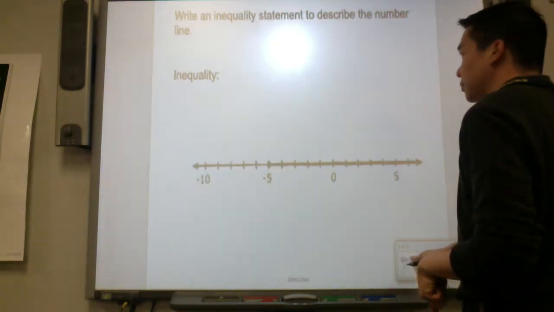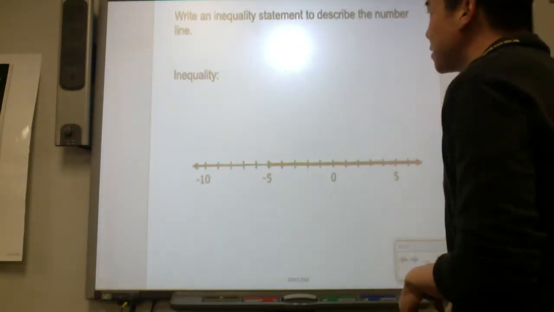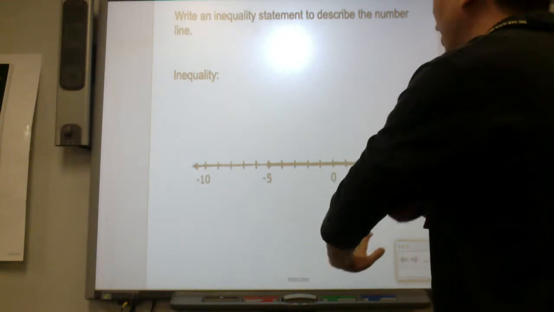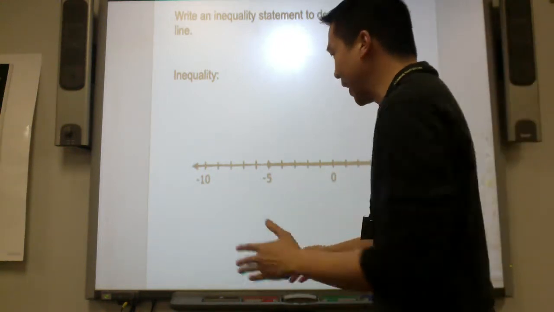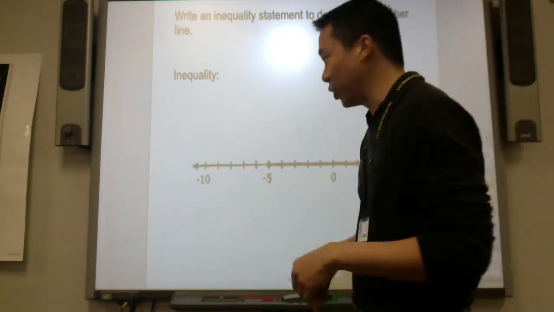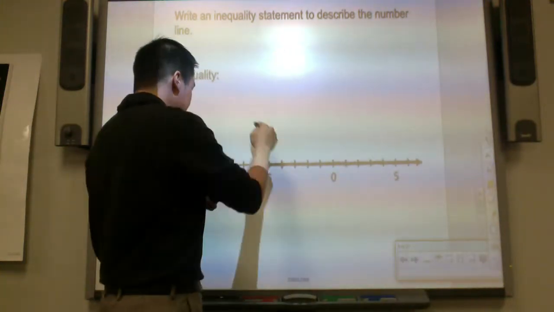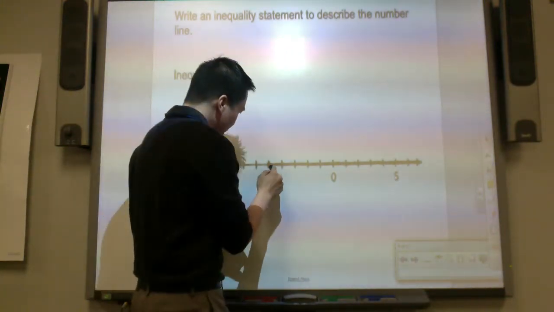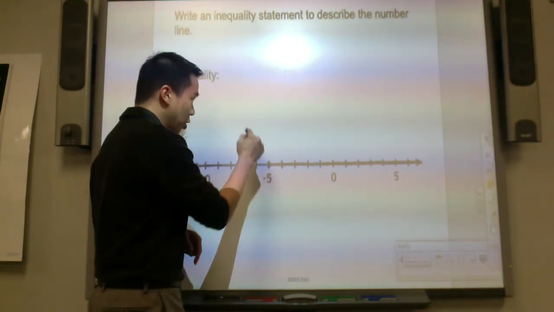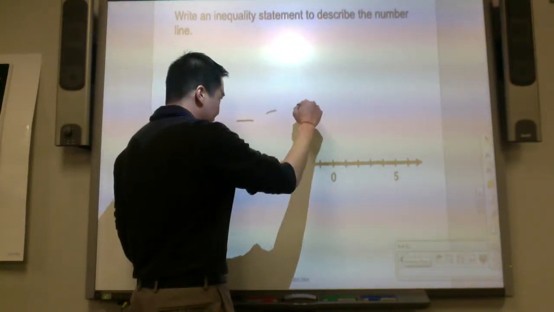So, last but not least, given the number line, can you translate back into inequality? So it's reverse. As I can tell, it's a closed dot. It's a closed dot, and it starts with -5.